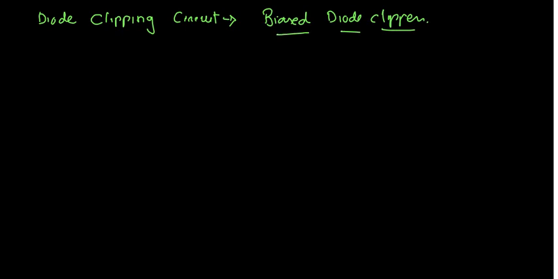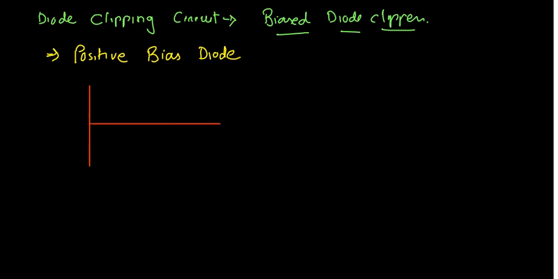So now let me take one example of positive bias diode. In this one, I'm going to first of all draw the input waveforms. So this is a vertical axis, that is for amplitude, horizontal axis for time. Here I am just going to provide a sinusoidal input.